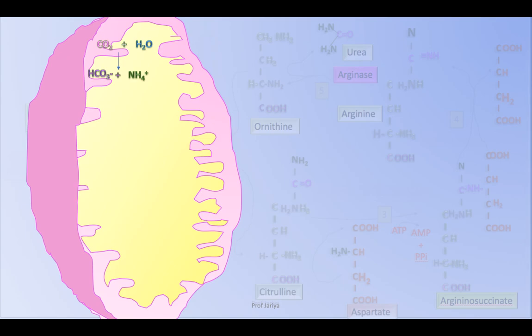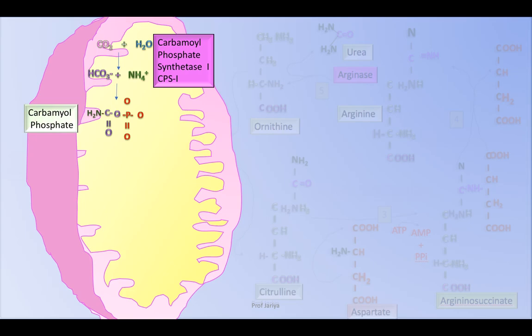In the first step of the urea cycle, carbamoyl phosphate synthetase 1 or CPS1 catalyzes the formation of carbamoyl phosphate from ammonium and bicarbonate ions. During this reaction, the cleavage of two molecules of ATP is required to form the high energy bond in the carbamoyl phosphate.